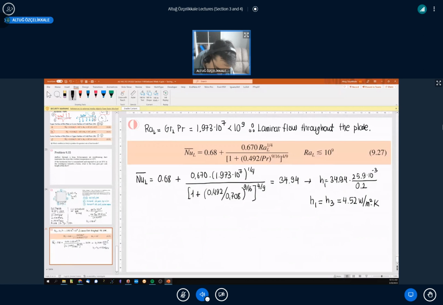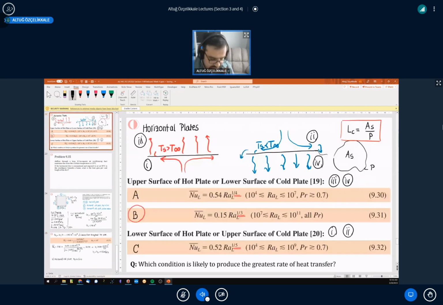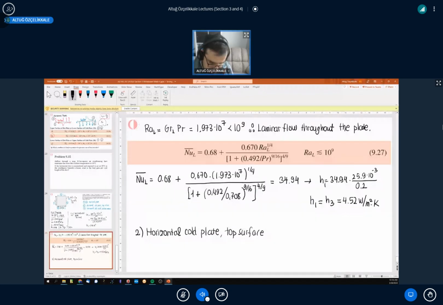Okay. So how about the second surface? The second surface is a horizontal cold plate, and it's the top surface. When you look at the equations over here, equation 9.32 is the one that gives us the top surface, or upper surface, of the cold plate. So that's going to be equation 9.32.